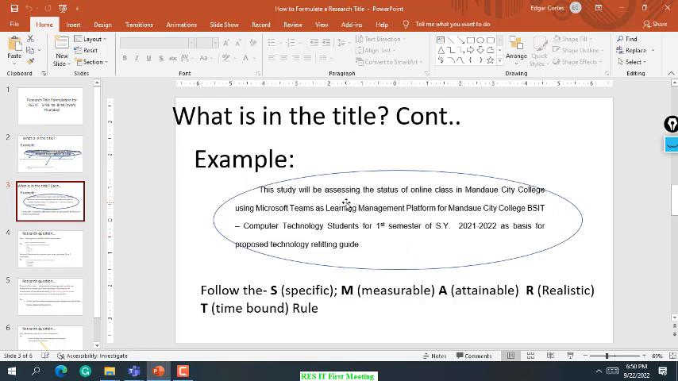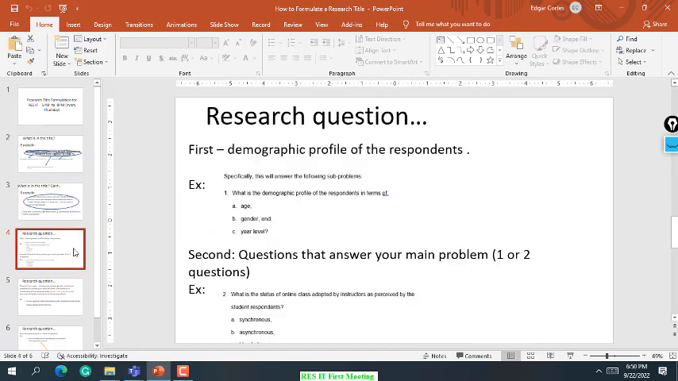Yes, because it's assessment, so we'll derive the sub problems. And then attainable, of course attainable, because it is time bound to the first semester of school year 2021-2022. Is this realistic? Very realistic. Okay, so in the research question, for example, I'm talking on the problem statement. So we will first ask the demographic profile of the respondents.